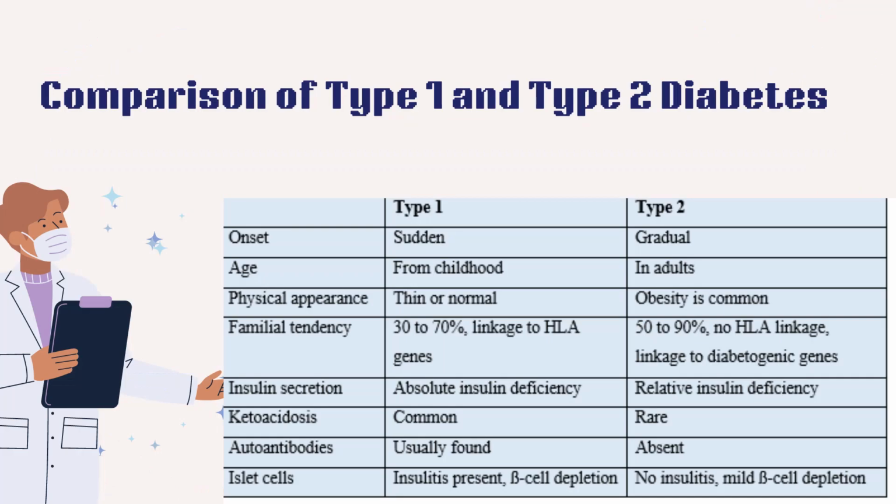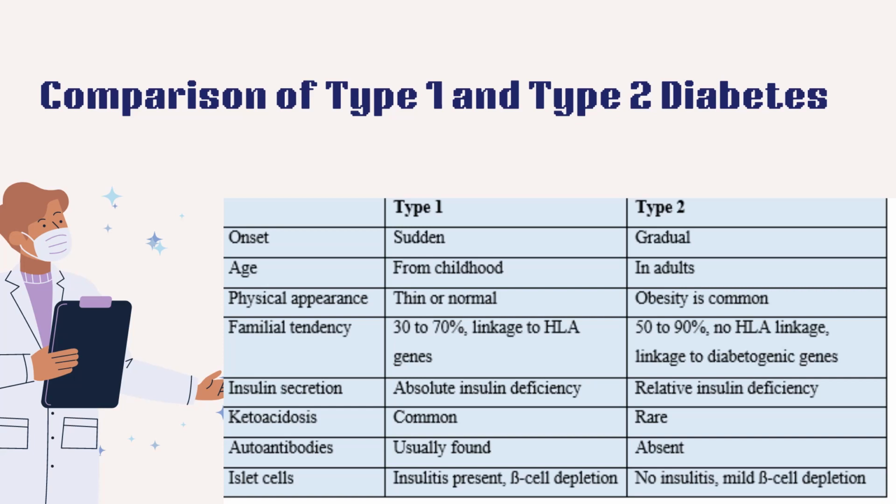In this table, type 1 and type 2 features are compared. The onset is sudden in type 1, whereas gradual in type 2. Type 1 arises in childhood and type 2 occurs in adults. Patients of type 1 diabetes mellitus are usually thin or normal, whereas obesity is common in type 2. Type 1 is linked to HLA genes in many cases, but there is no linkage to HLA genes in type 2. Instead, it is linked to diabetogenic genes.